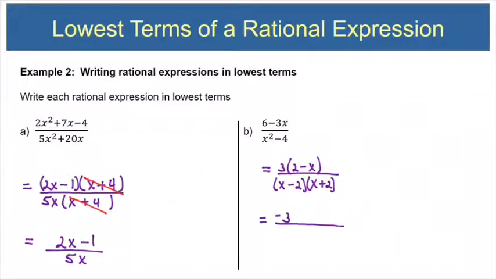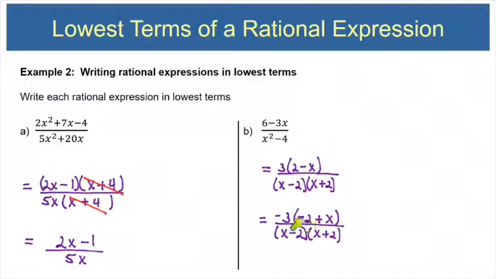So when I rewrite this, now I've got a negative 3 as my GCF, and because I have a negative out here, this is now going to be negative 2 and positive x. You see how factoring out a negative just changes the signs of what was inside the parentheses. Nothing in the denominator has changed.